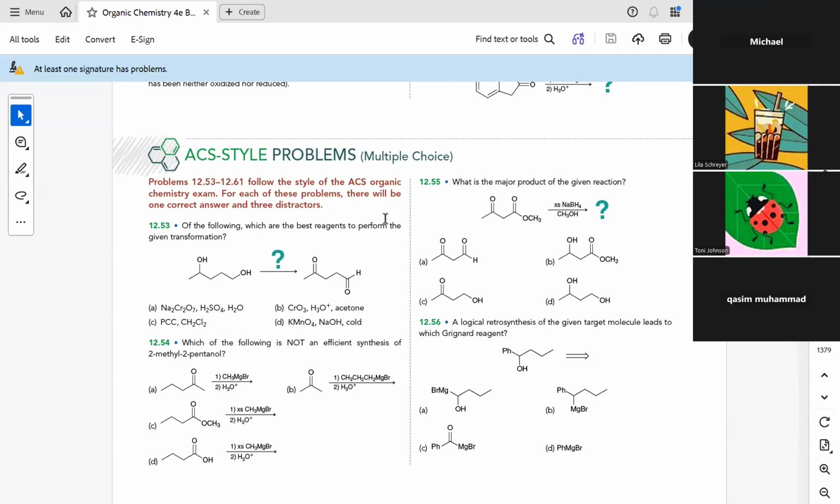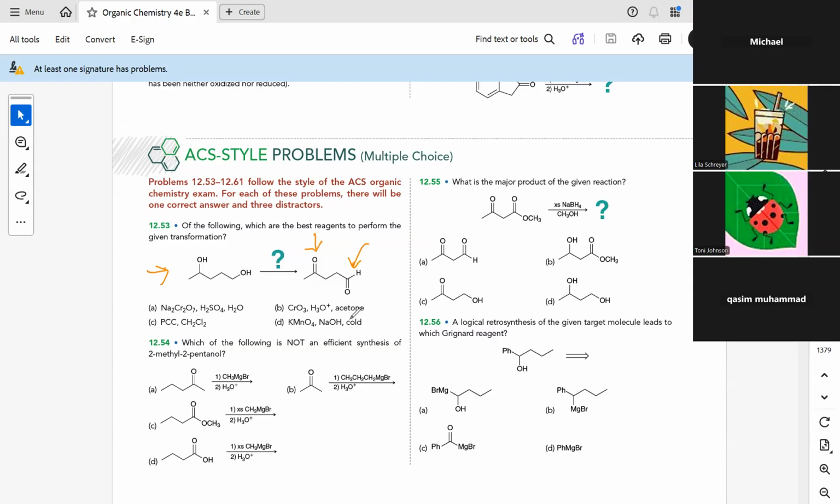All right. So let's see. We'll begin here with 53. We want to know what are the best reagents to perform this transformation? So it seems like the same question over and over again. It kind of is, but now we're talking about taking an alcohol, or a diol in this case, and converting it to a ketone and an aldehyde functional group.